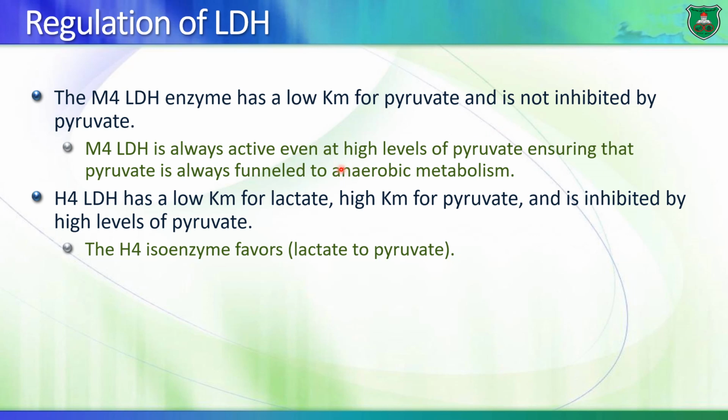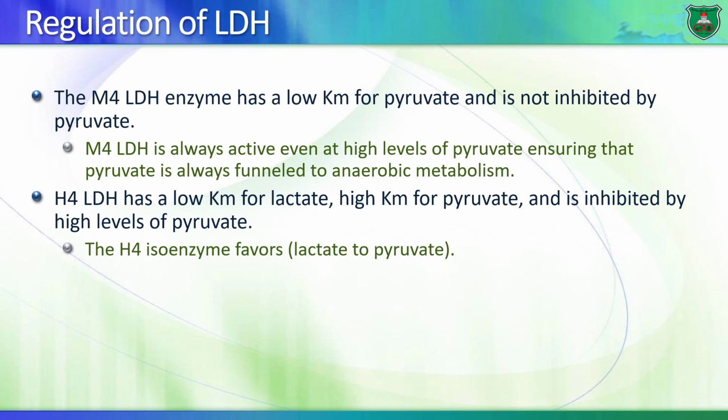It's always happening, making sure that pyruvate is always funneled to anaerobic metabolism. Now, on the other hand, the all H lactate dehydrogenase has a low Km for lactate, so it preferably binds to lactate, converting it to pyruvate. And it has a high Km for pyruvate as well, so it doesn't have a high affinity for pyruvate.